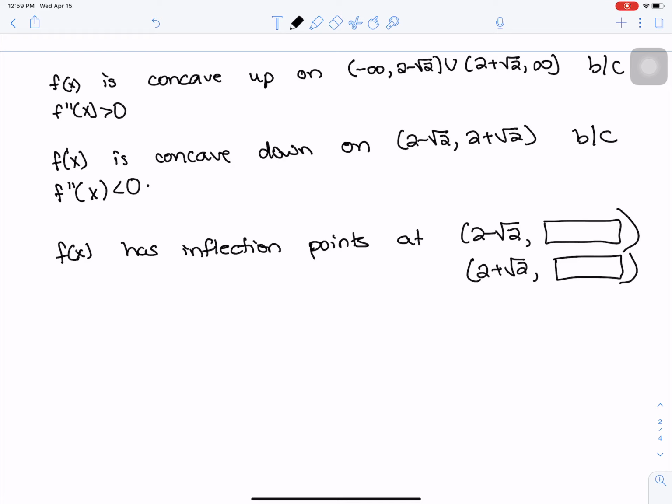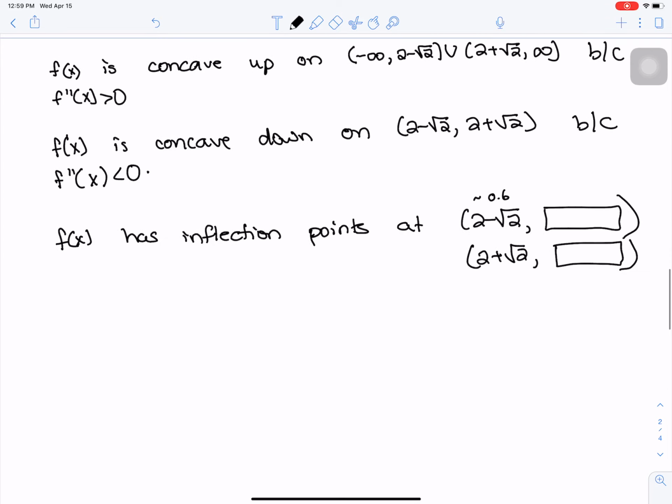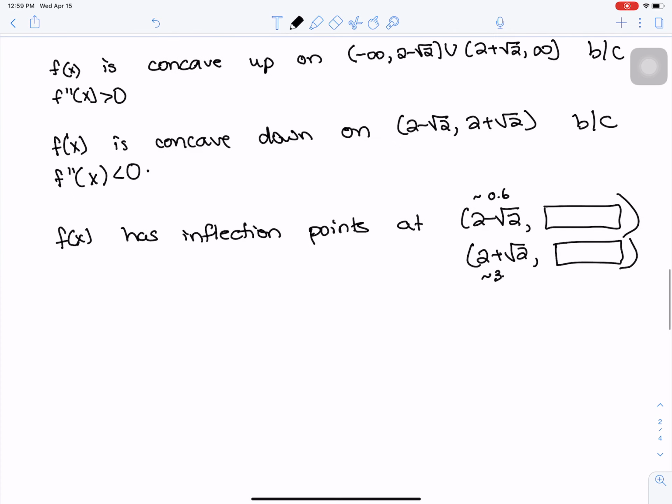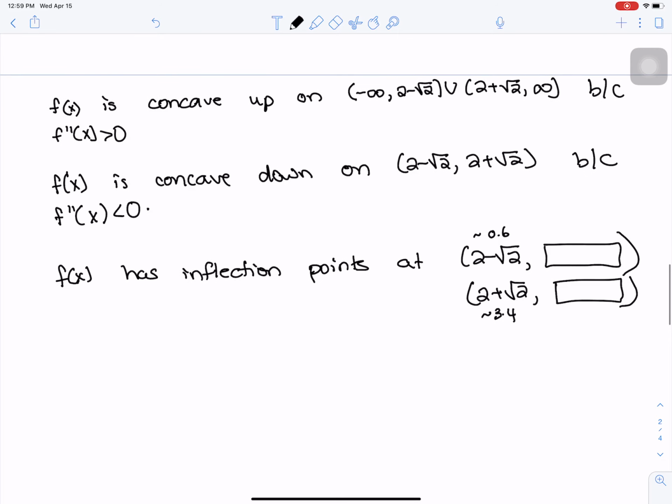Now, to be honest, I don't really care about where these y coordinates are. It's more important to know where the x's are. So this is approximately 0.6 and this one is approximately 3.4. So I'm just going to locate my maxes and mins, or sorry, my inflection points on the graph using the approximate decimal values. But again, if you wanted to know where that sits, you would need to sub that into your original function. And you could leave your answer like this for me too. Sometimes it's nice to show me the y-coordinate, but the other thing you could do is just write f of 2 minus root 2, f of 2 plus root 2. You would just sub it back into the original.